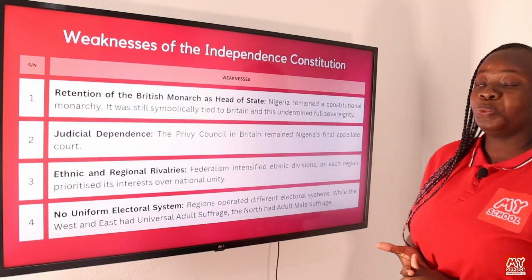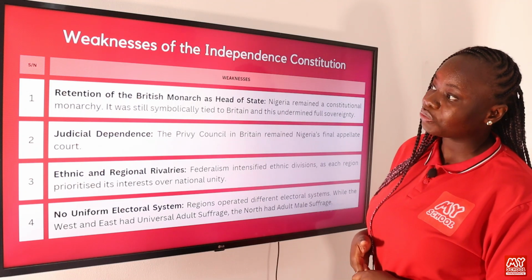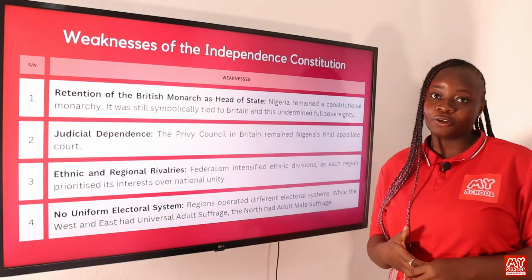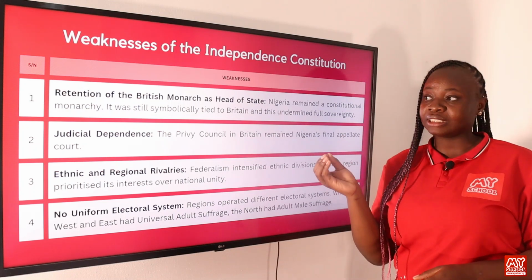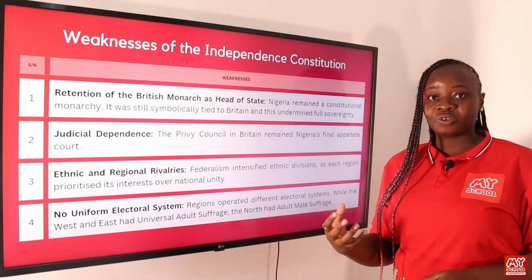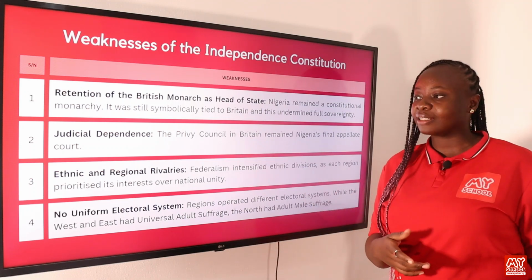Okay, we're going to discuss the weaknesses of the Independence Constitution. One of the weaknesses is the retention of the British monarch as head of state. This is a major weakness because it undermined Nigeria's sovereignty. Nigeria was not fully sovereign since the head of state, the ceremonial leader, was still the Queen of England.